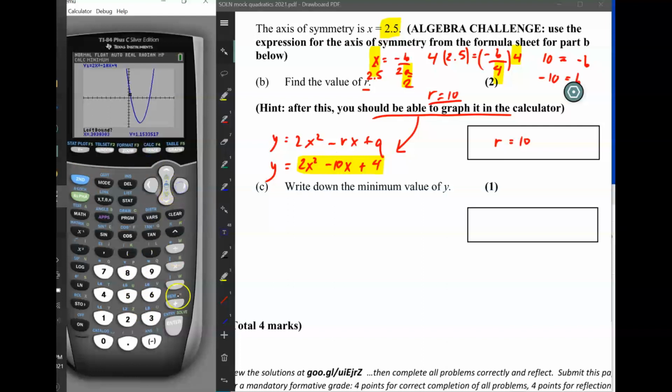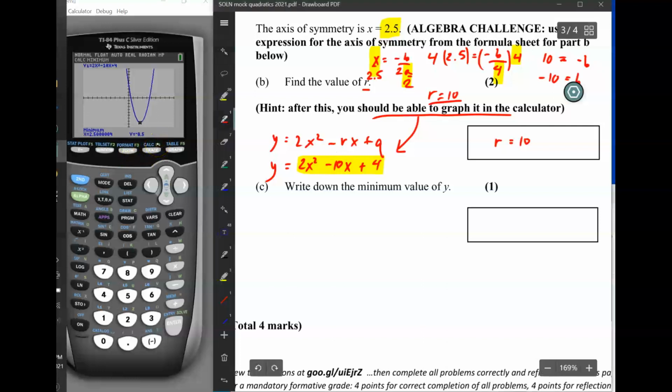Left bound, just somewhere to the left of the vertex. Anywhere to the left of the vertex is fine. Then it asks me for the right bound, so I move the cursor to the right side of the vertex. And then I hit enter again, and then the guess doesn't have to be in any specific place. I just hit enter, and the minimum value is 2.500004, and y equals negative 0.5, I think it says. So I'm just going to write those down.